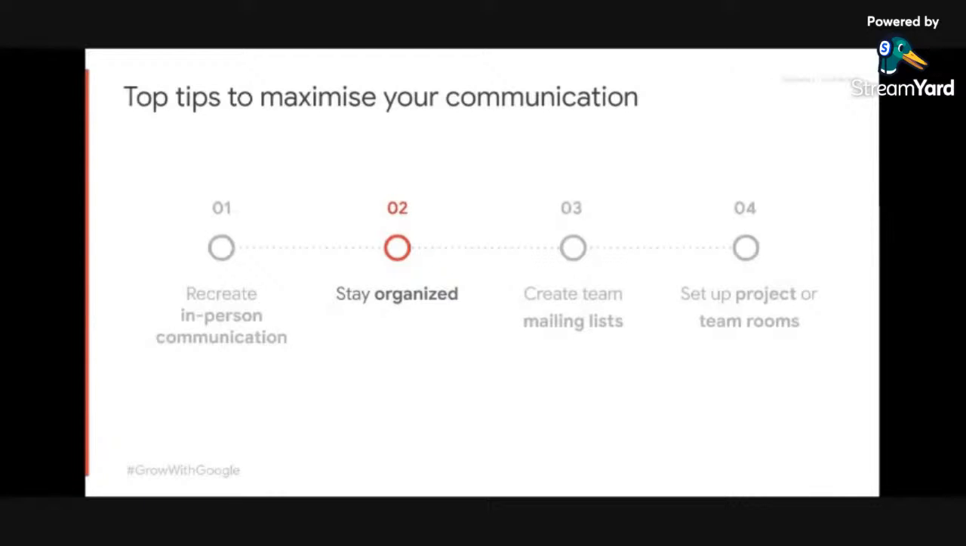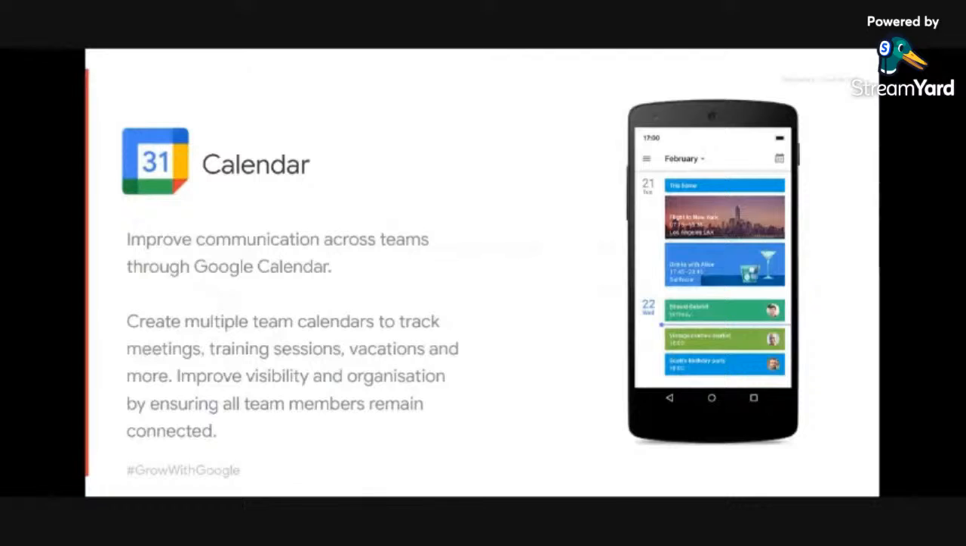Tip number 2, stay organized. You can stay organized with Google Calendar. Improve communication across teams through Google Calendar. Create multiple team calendars to track meetings and training sessions, vacations, and more. You can improve visibility and organization by ensuring all team members remain connected. Spend less time planning and more time doing with shareable calendars that integrate seamlessly with Gmail, Drive, Contacts, Sites, and Meet, so you always know what's next.